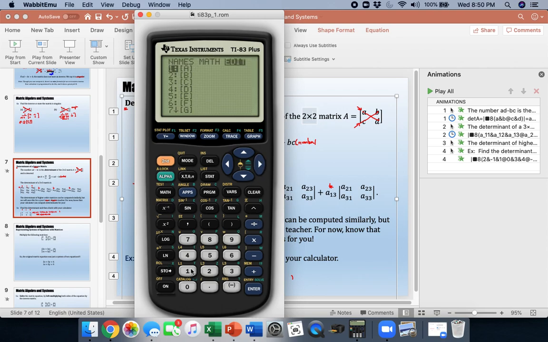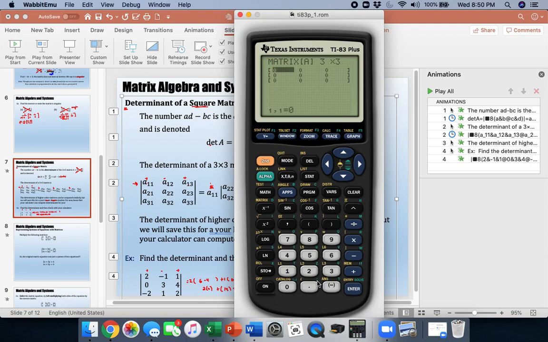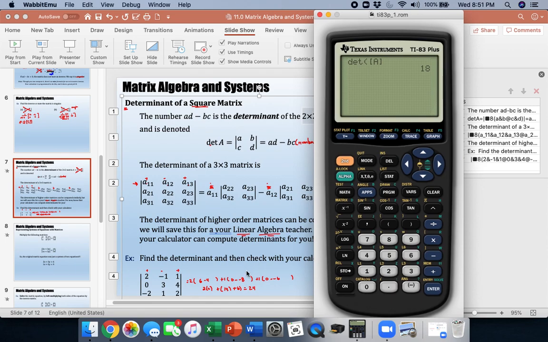Second matrix, edit, matrix A, 3 by 3, and it was... I've entered it all correctly. Then arrow over to math, and the first choice is determinant. All right. $18. Is that what I got? No, I got 24. What did I do wrong? First, let me check and make sure all my matrix entries are right.